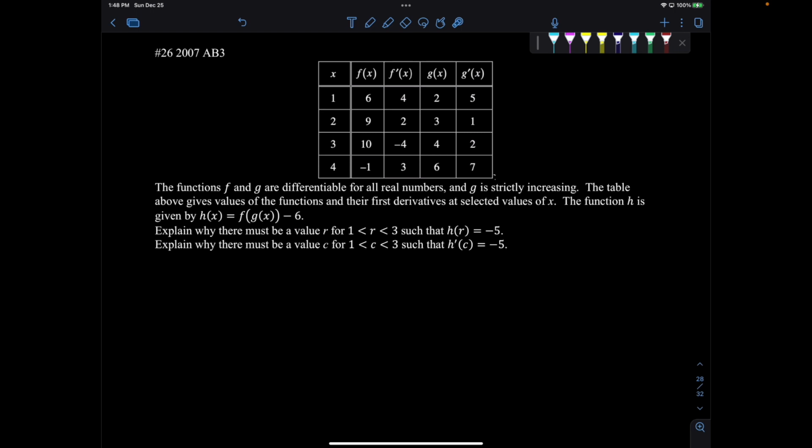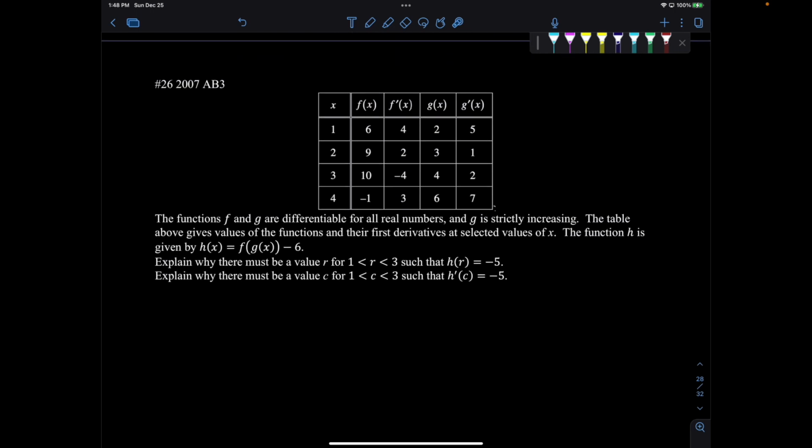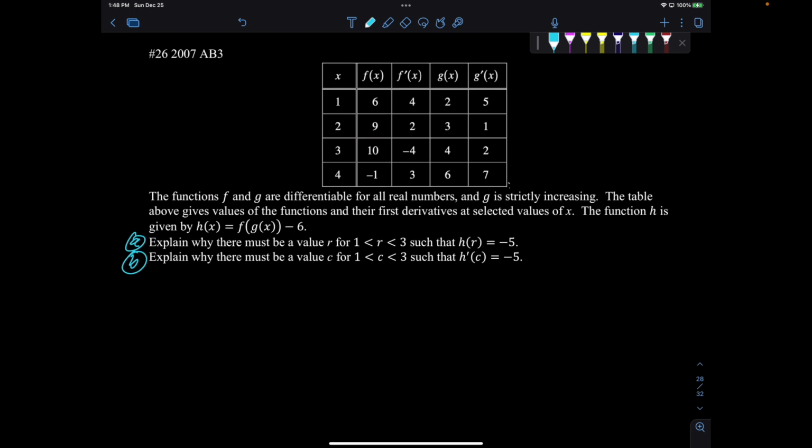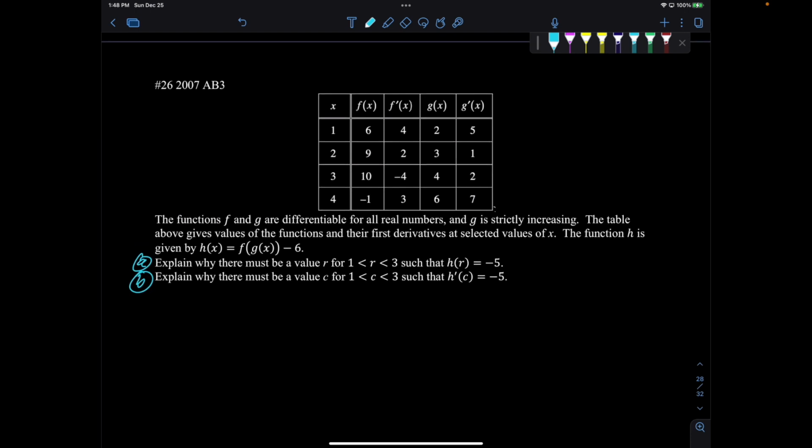I forgot to put in the letters on this one, but this is 2007 AB3. The functions f and g are differentiable, g is strictly increasing. The table above gives values of the functions and their first derivatives at selected values. Function h is given by h of x is f of g of x minus 6. A, explain why there must be a value of r between 1 and 3 such that h of r is -5.